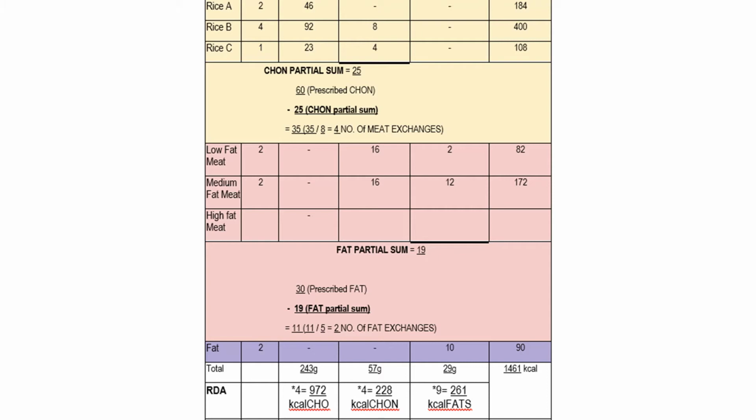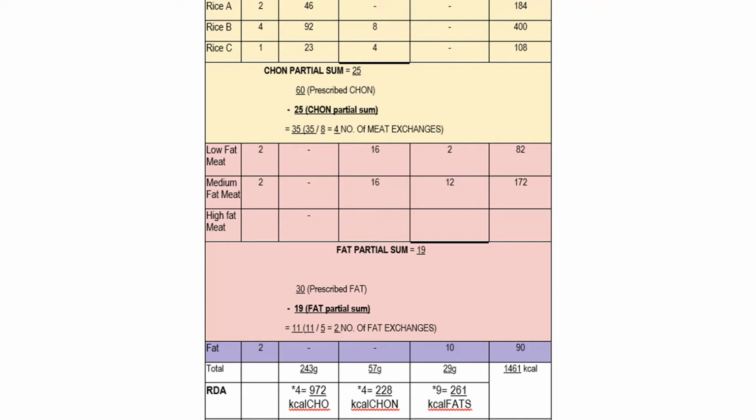Moving on to protein, the total protein partial sum is 25, then deducted from 60, becoming 35, then divided by 8, which equals 4 meat exchanges. We then place 2 exchanges for both low and medium fat meat. Moving towards fat, the total fat partial sum is 19, then deducted from 30, becoming 11, then divided by 5, which equals 2 fat exchanges. We then place 2 exchanges on fat.